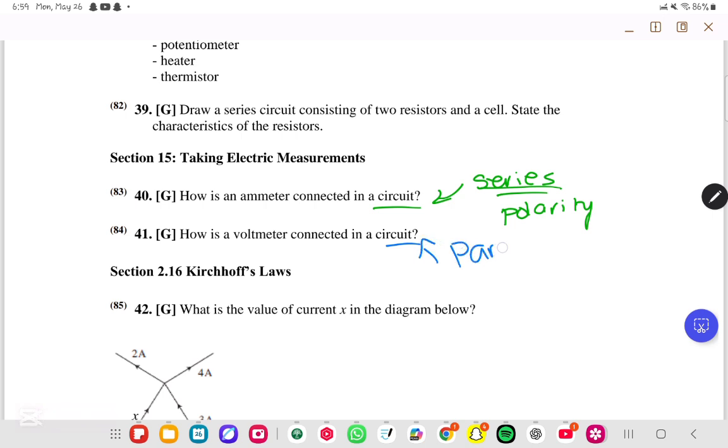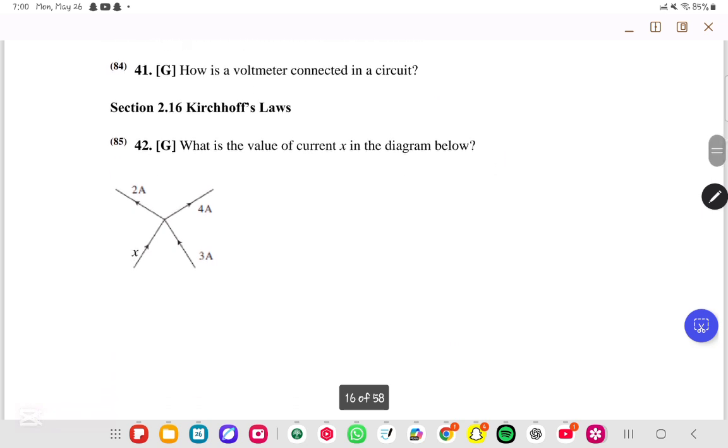Now, for 41 grid, how's a voltmeter connected in a circuit? It is connected in parallel and there's no polarity issue. So there is no polarity. So how is an ammeter connected in a circuit? It's connected in series, but you have to respect its polarity, meaning positive goes with positive, negative goes with negative. Like you connect them properly, just like how you would connect a battery in the remote. And then 41 grid, how is a voltmeter connected in a circuit? It is connected in parallel, but there's no respect for its polarity, meaning you can connect it in any way. So we move on to 2.16, which is about Kirchhoff's law.